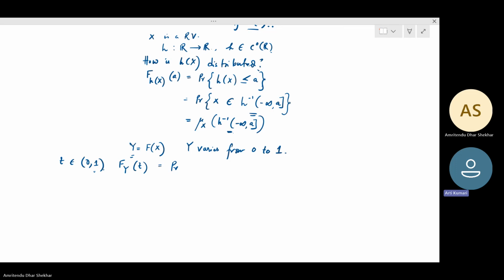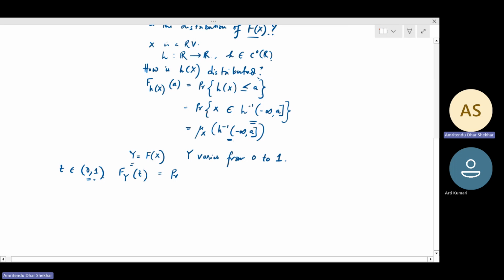Sir, will both be in closed brackets or open brackets? Where? t belongs to 0, comma 1. Is that what you're asking? Yes. Right. You can say t is from the closed bracket 0. Yeah, that's fine.